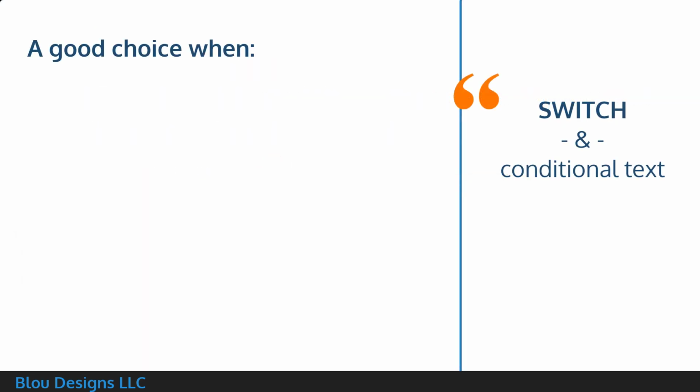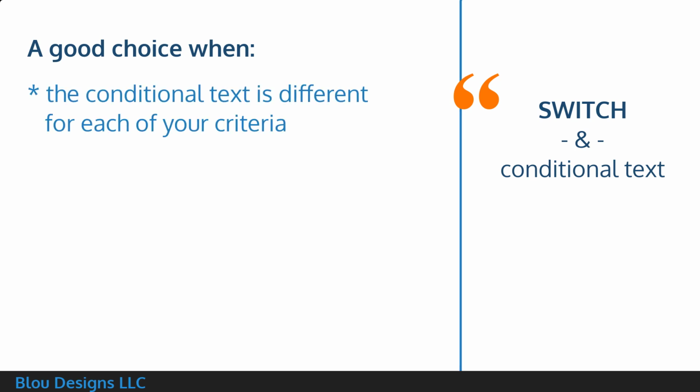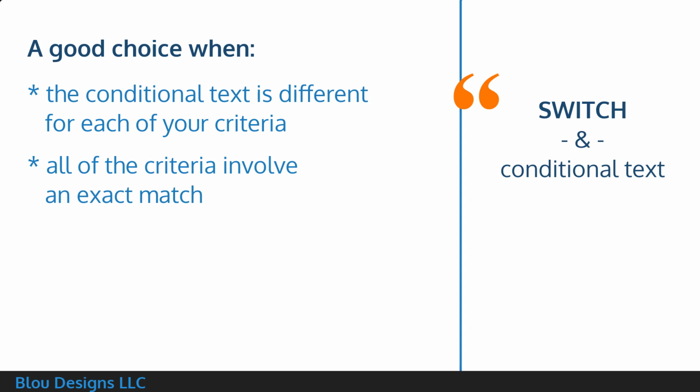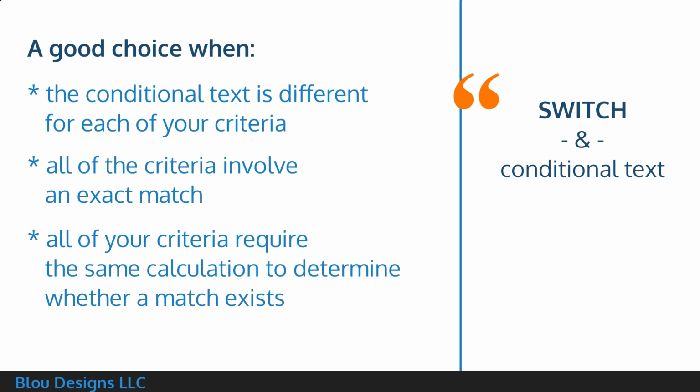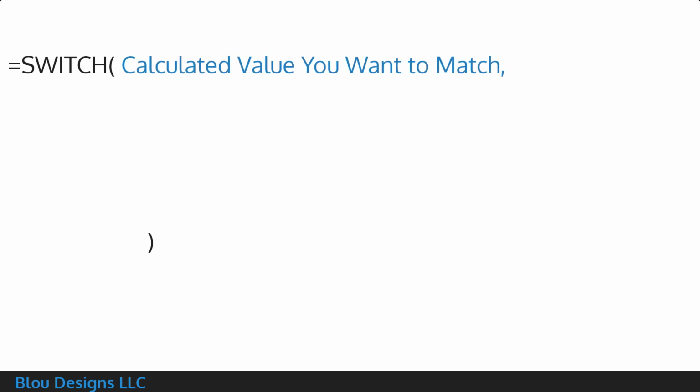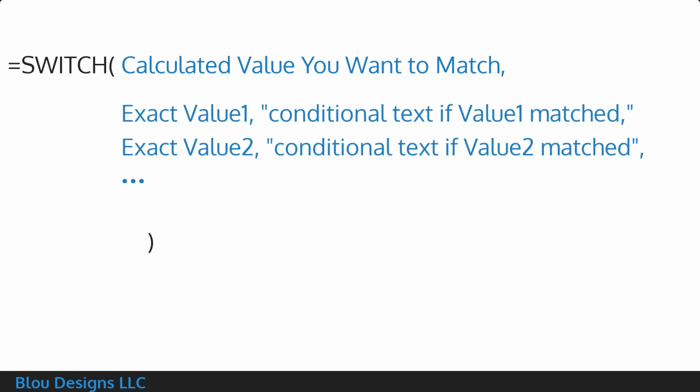SWITCH is a good choice when the conditional text is different for each of your criterion, all of your criteria involve an exact match, and all of your criteria require the same calculation to determine whether any of those matches exist in your data. SWITCH takes 3 types of arguments. The first is the value to switch. For us, this is the calculation you're using to look for matches. Next is a series of pairs of arguments, which consist of the exact value to match against the calculation and the corresponding conditional text you want displayed if the switch value matches this value to match.